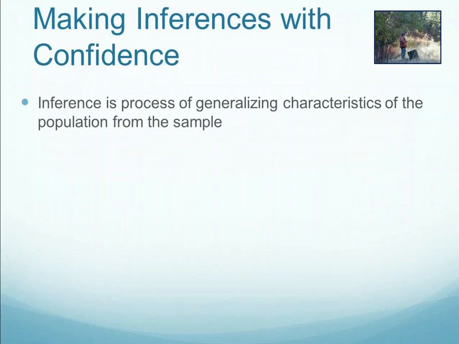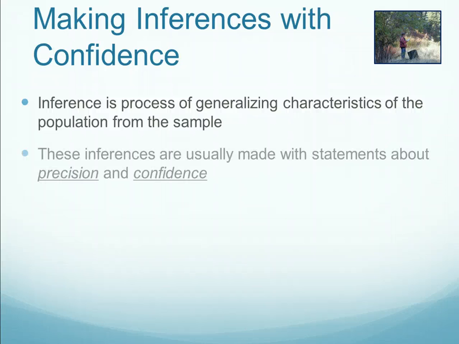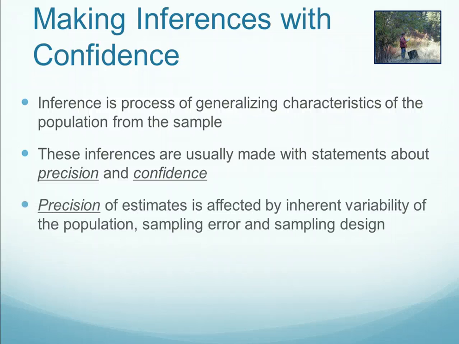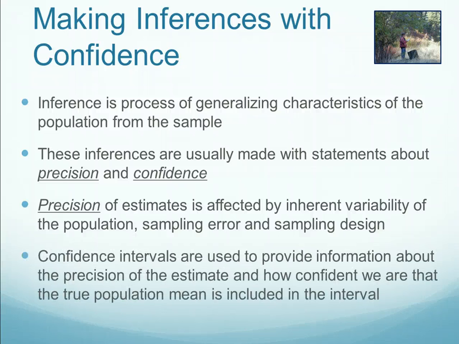We make inferences with confidence. Inference is the process of generalizing characteristics of the population from the sample. These inferences are usually made with statements about precision and confidence. The precision of our estimate is affected by the inherent variability of the population, sampling error, and sampling design. Confidence intervals are used to provide information about the precision of the estimate and how confident we are that the true population mean is included within the interval.